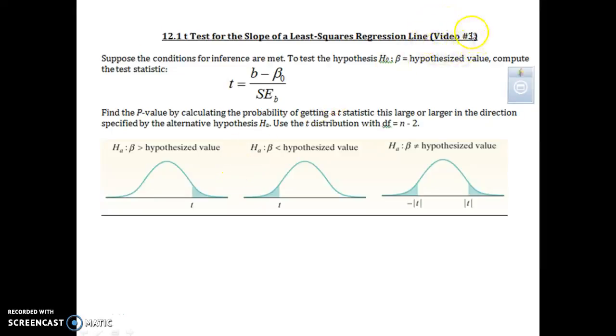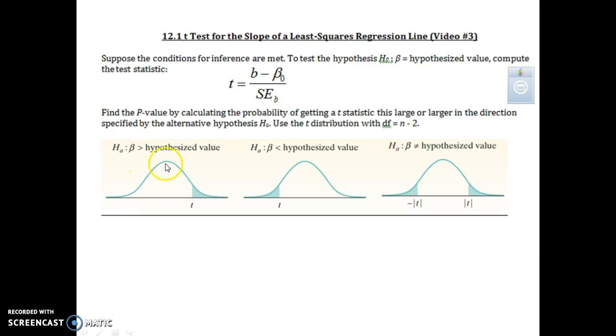Welcome to video 3. Yesterday we learned about constructing a confidence interval for slope, and today we're going to learn how to actually do the significance test for slope. This is our formula for our test statistic. It's a t because we're using the t distribution, and it's equal to the estimated slope minus the hypothesized slope divided by the standard error of the slope. So it fits the model for every test statistic that we've done so far.